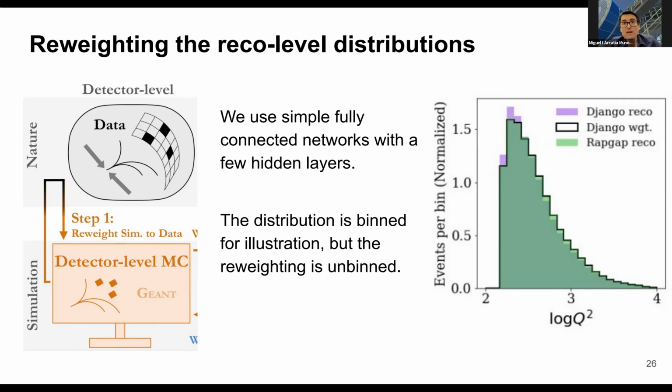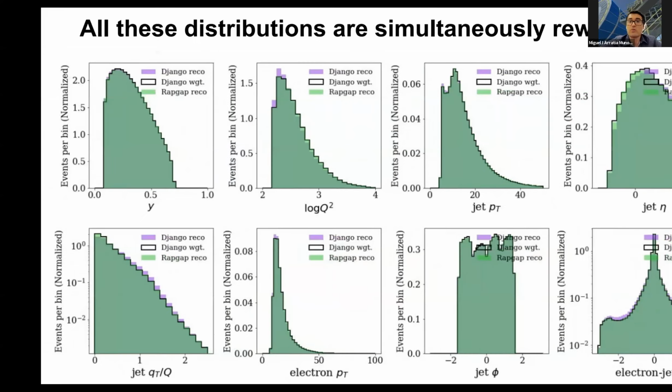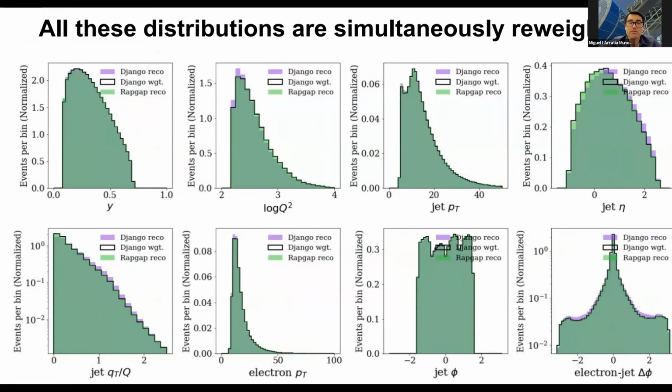But it gets more complicated when you do this in a multidimensional fashion. As anyone who has tried this will realize, if you have a high enough dimensionality, this problem becomes very difficult. But these neural networks are just great for dealing with those types of problems. This method allows you to reweight the Monte Carlo so that it matches the data quite well, and this is one example of this. We can do this simultaneously for 8 different dimensions.